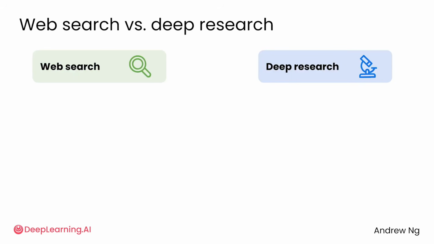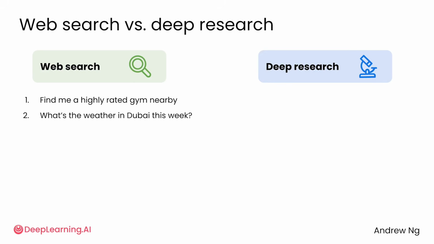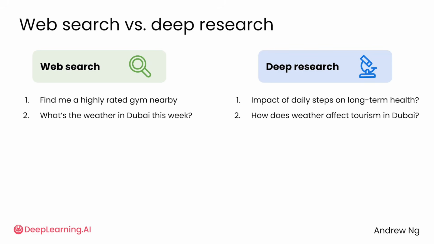Both web search enabled AI as well as deep research use the internet or do web search. The basic web search enabled AI is good at queries like this. Find me a highly rated gym. What's the weather in Dubai this week? Whereas deep research I would tend to use for tasks that require synthesizing multiple views, such as if I want to know what's the impact of daily steps on long-term health, and if I wanted to search the most recent scientifically justified articles and think through the answer rather than just tell me whatever people tend to say on the internet. Or if I wanted to deeply think through how does the weather affect tourism in Dubai.